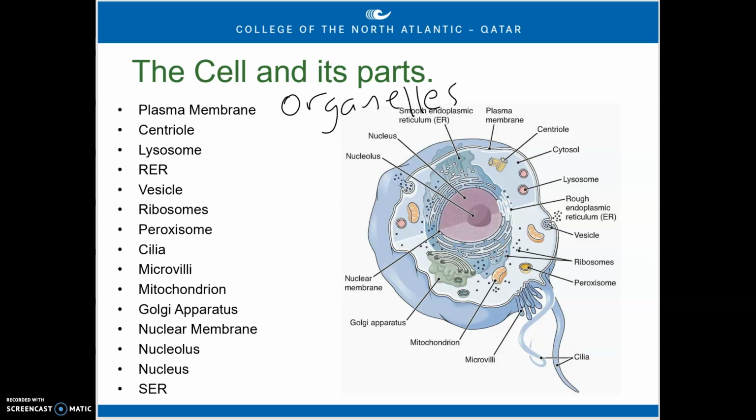But we can look at all these different parts: the plasma membrane, the centrioles, lysosomes, the rough endoplasmic reticulum, RER, and you also have the smooth endoplasmic reticulum, the SER. We'll have vesicles, different types of vesicles like peroxisomes and lysosomes. We'll have ribosomes, cilia that we talked about, we looked at in the last picture. Microvilli come up on certain cells. Mitochondria, which are very important in terms of producing energy. The Golgi apparatus, the nuclear membrane, the nucleolus, and the nucleus.